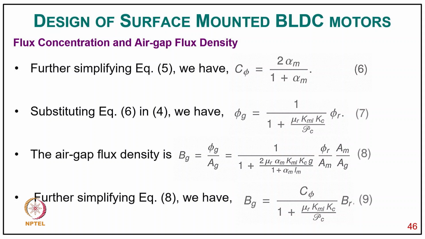upon 1 plus alpha m, and we have here phi g equal to 1 upon 1 plus mu r kml into kc upon rho c into phi r, and the air gap flux density Bg equal to phi g upon Ag, that is equal to 1 upon 1 plus 2 mu r mu m alpha m kml kc g divided by 1 plus alpha m lm into phi r upon Am into Am upon lg Ag, and for further simplifying, we get Bg equal to c phi upon 1 plus mu r kml kc divided by rho c into Br.